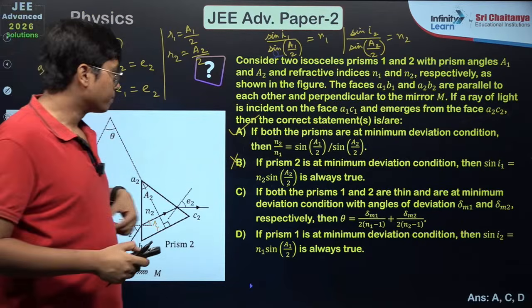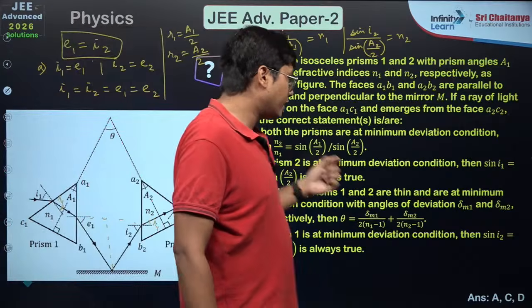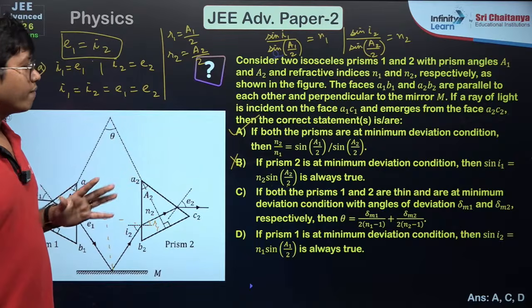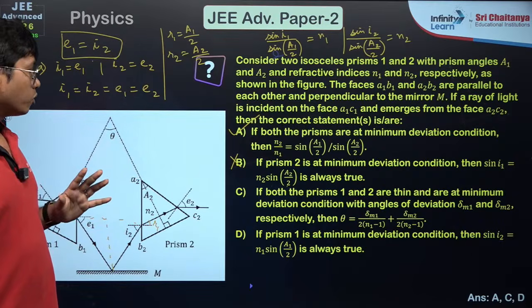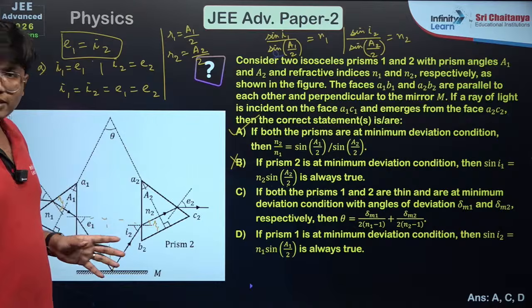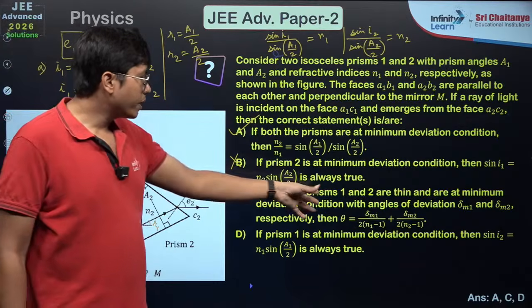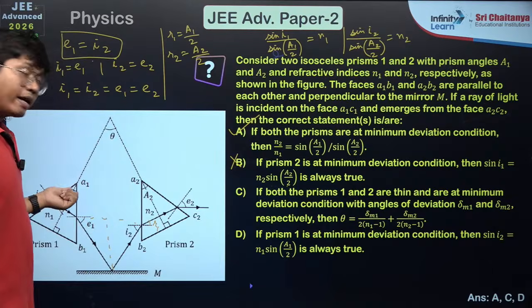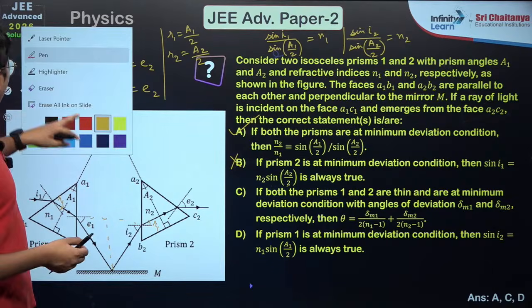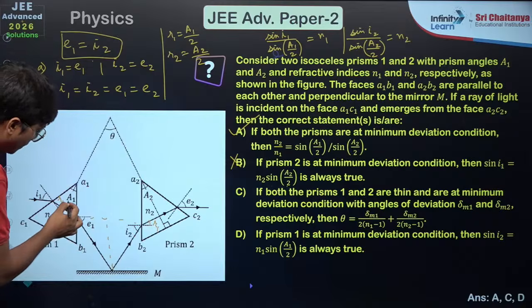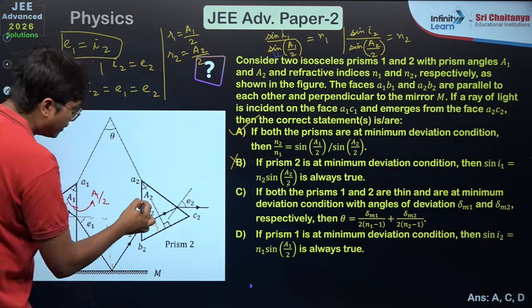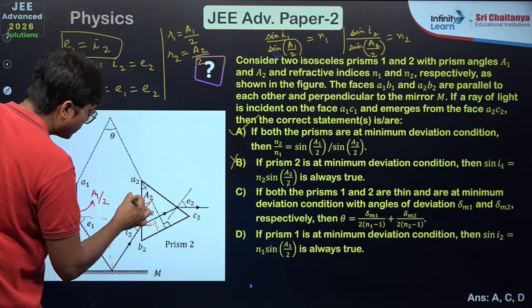Next we have option C. It says both prisms 1 and 2 are thin and at minimum deviation condition with the angles of deviation delta M1 and delta M2 respectively. Then theta is equal to delta M1 by 2 (n minus 1) and delta M by 2. Now over here, see what the angle of the prism is. What is that angle? Theta. This angle is A1 by 2 and this angle is A2 by 2.